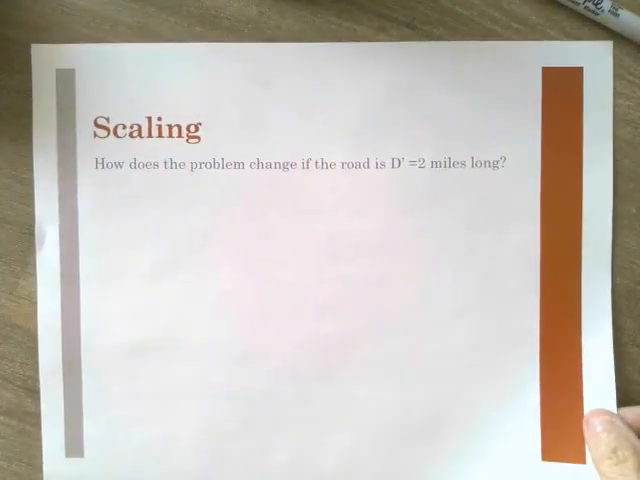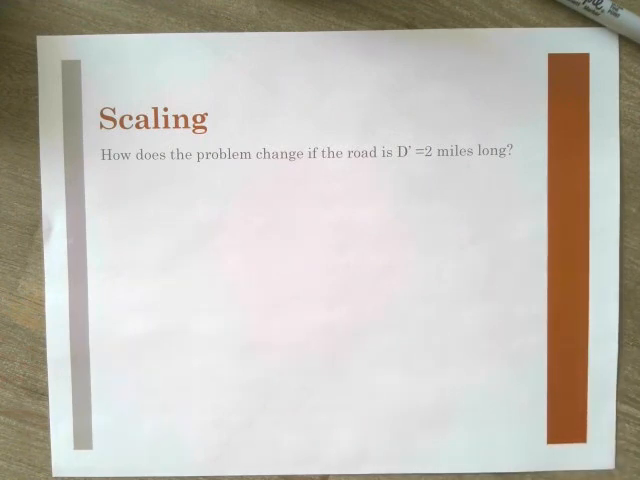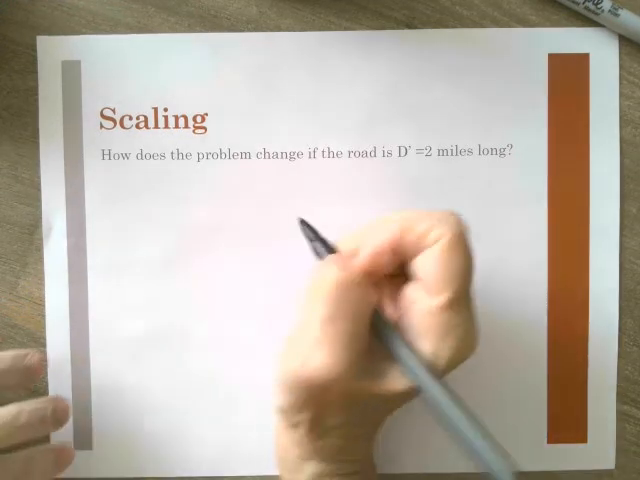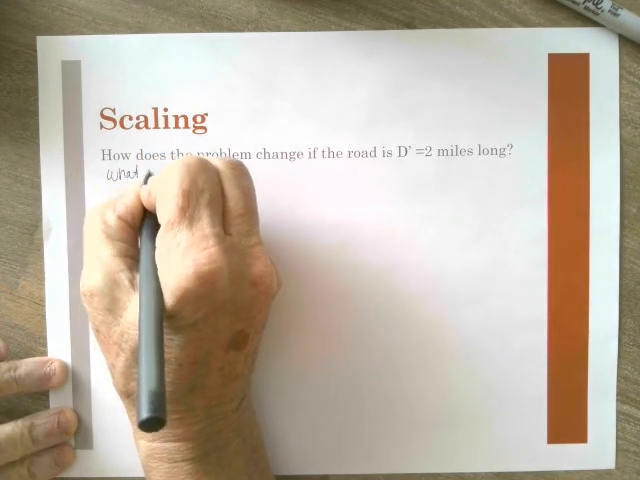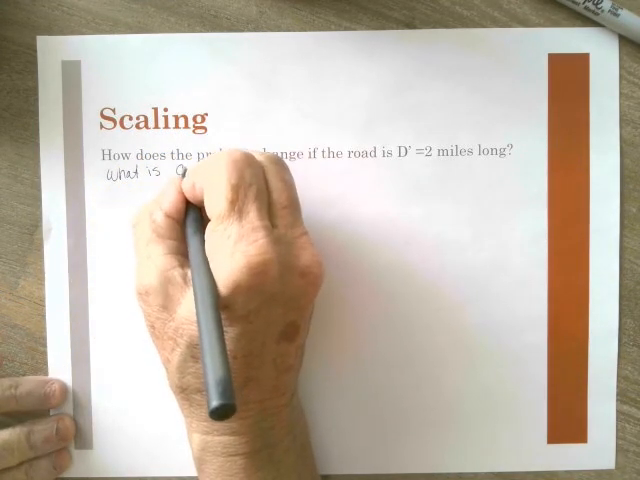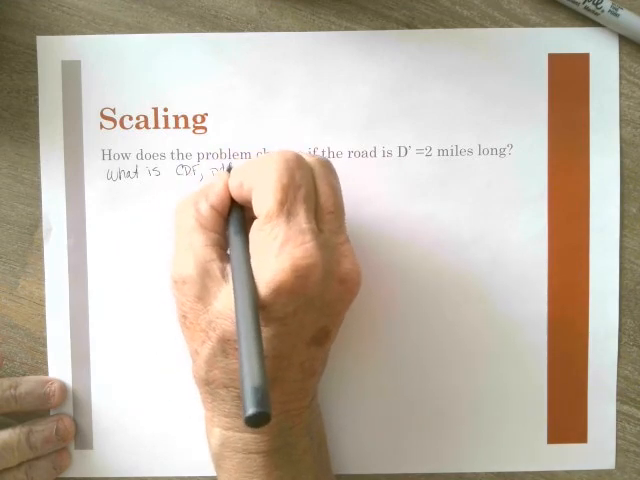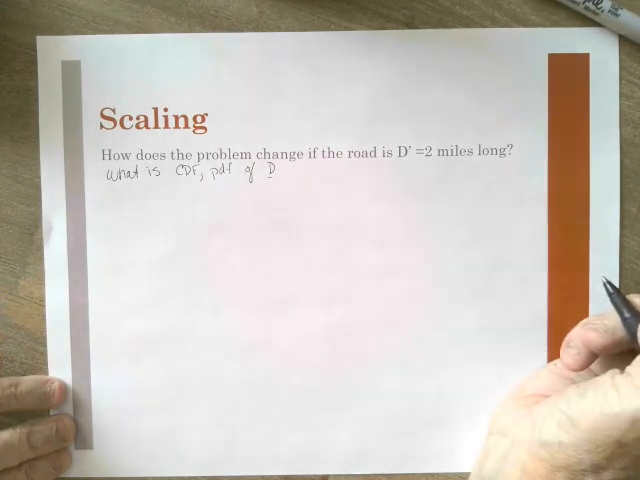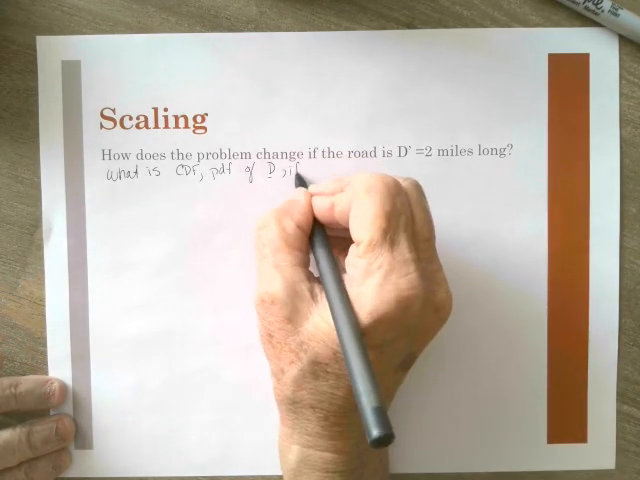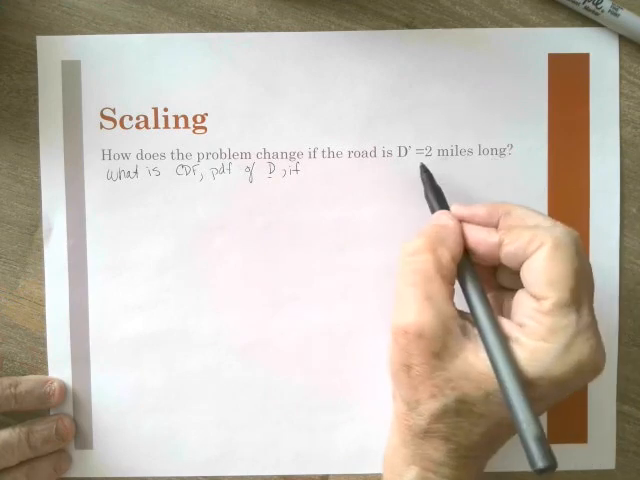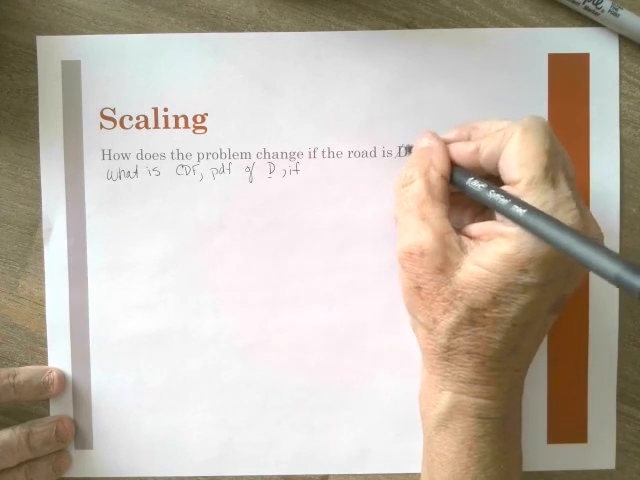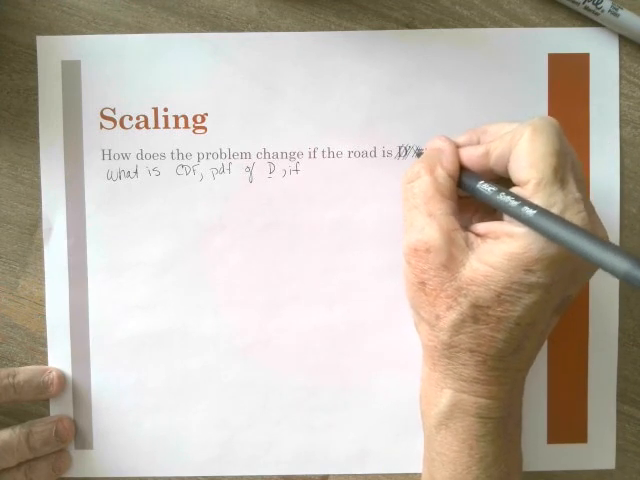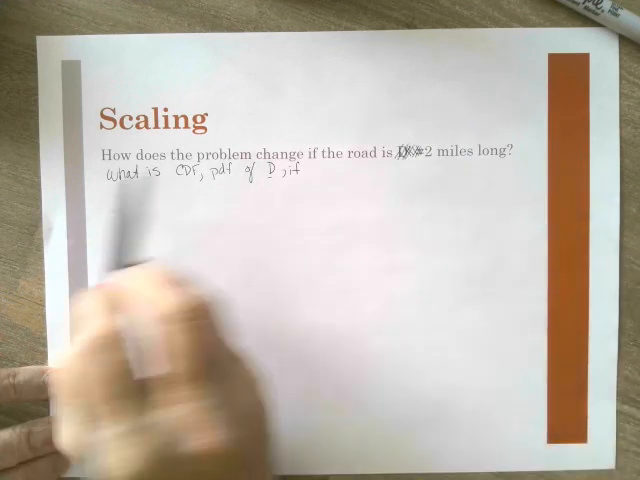I might have to come back to this. How does the problem change? I don't really like those wordings. What do I mean by problem change? Really, if I had it to write over, I would say, what is the CDF and the PDF of the distance between the two accidents if we have a 2 mile long road here? I don't know why I wrote D prime there. Sorry about this. I haven't taught this in a while, and I haven't caught all my other mistakes. So if the road is 2 miles long, how does this change?